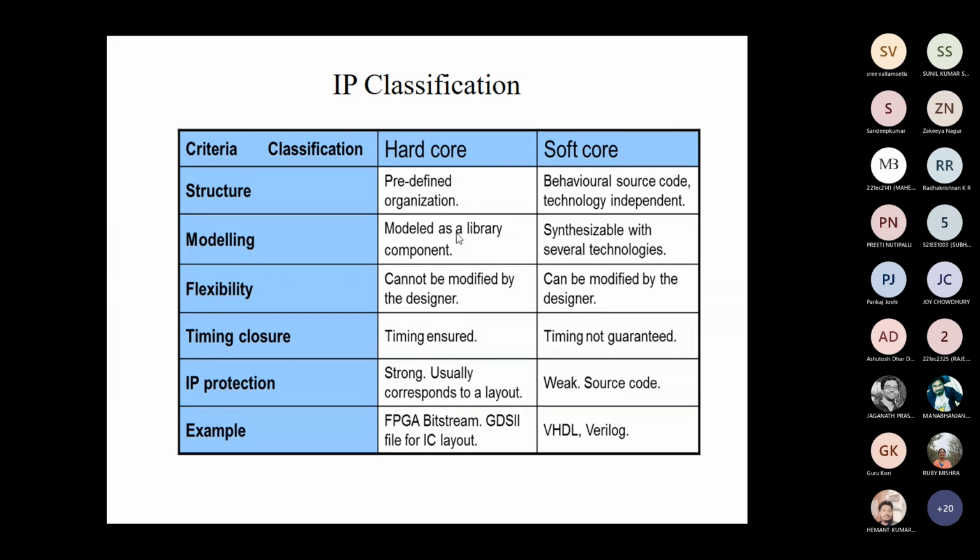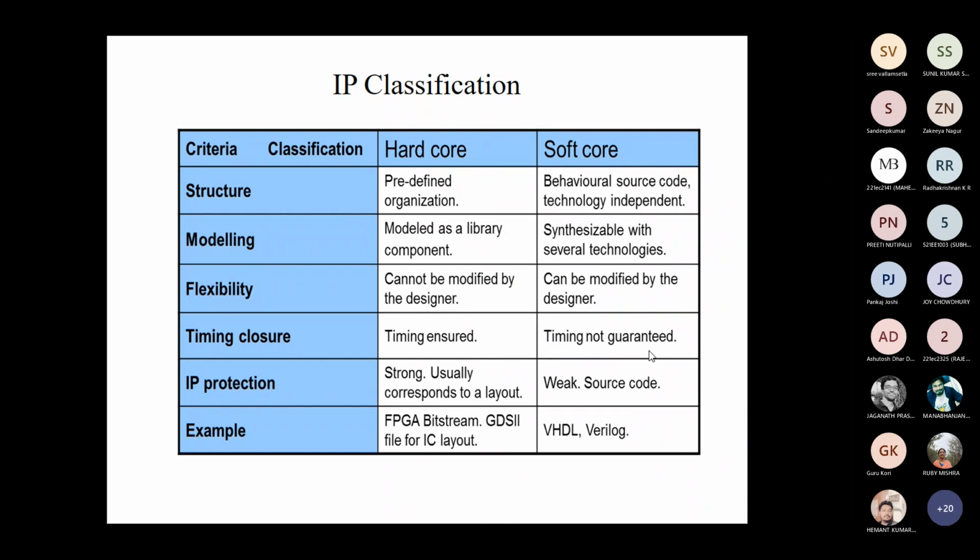Modeling, if you look at this one, we say that it's modeled as a library component, but the soft core can be done through various different technologies. Flexibility, it gives you a lot of flexibility, can be designed, but the moment you add flexibility, then there is a problem of misuse. And here it cannot be modified by the designer. So if it is a hardcore, it's already done. Then timing closure, here you will say that it's already ensured.